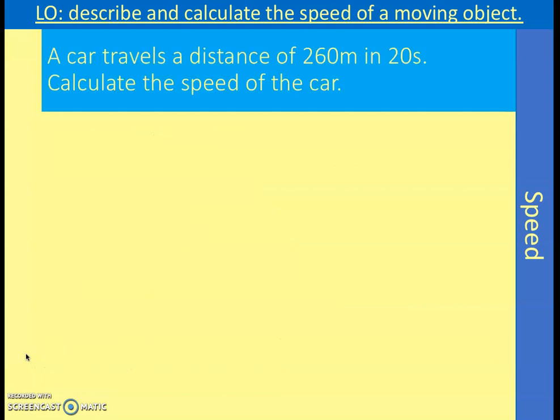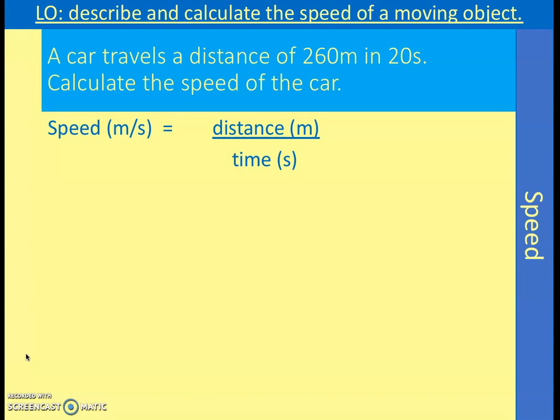So let's try and do a question together. The car travels a distance of 260 meters in 20 seconds. Calculate the speed of the car. So we start with writing down our equation. So distance divided by time. That's what our speed is.